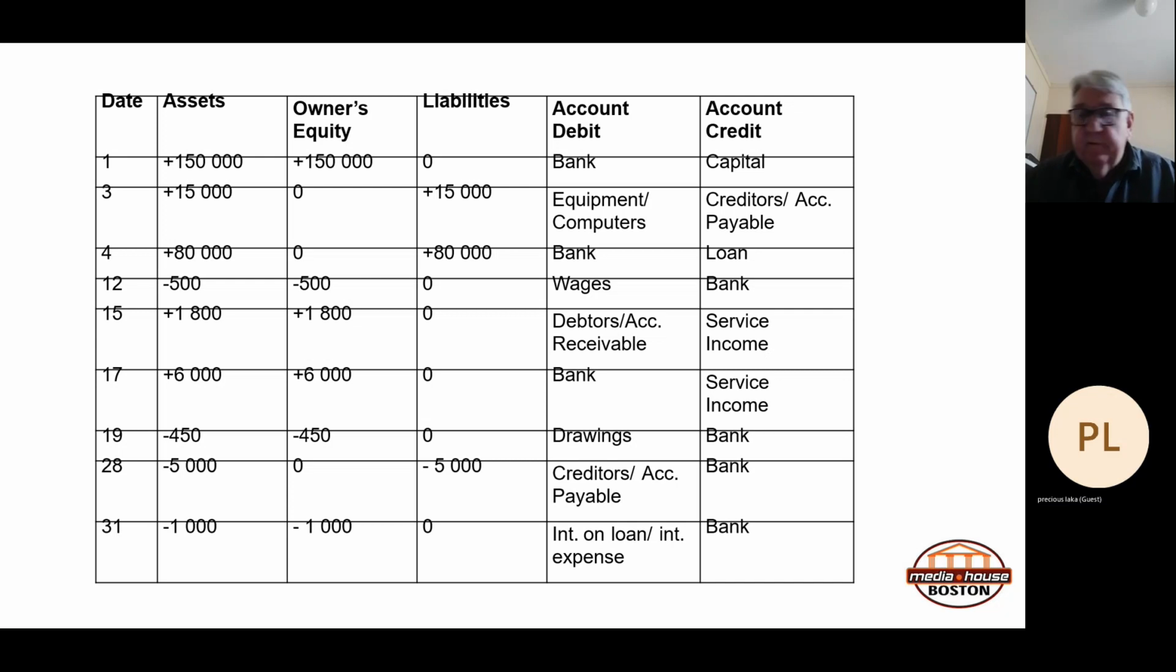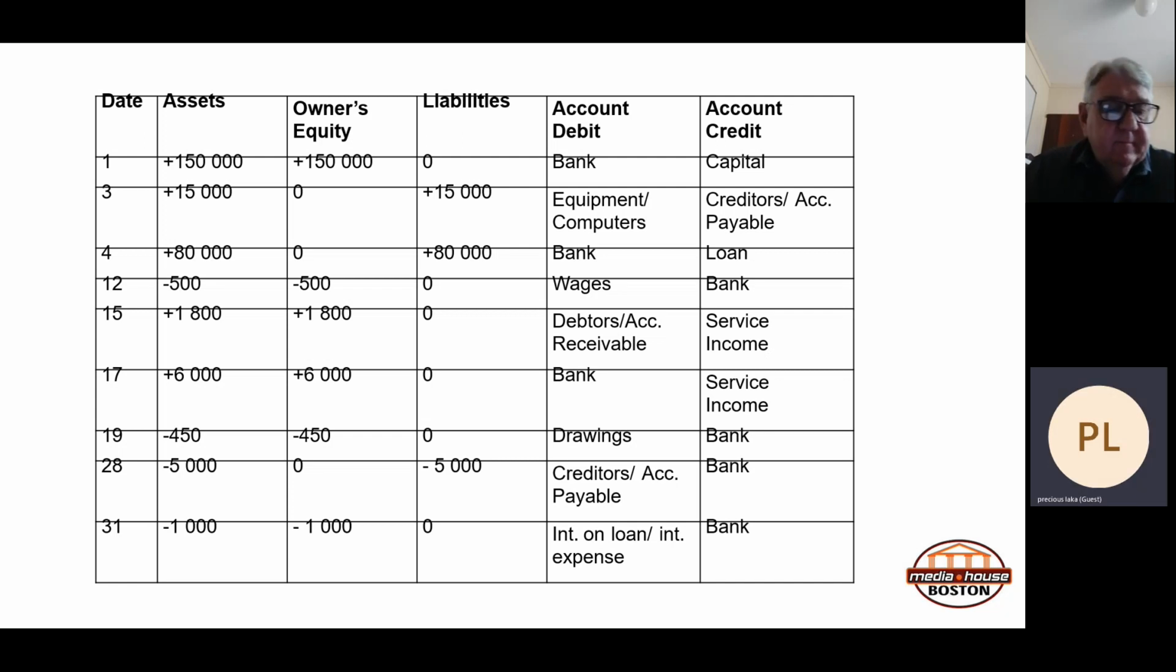Okay, so let's have a look at the first transaction. The owner contributed a desk, office equipment, to the business valued at 2,000 Rand. So this 2,000 Rand, I always say, where did you go to and where did you come from? It came from the owner's personal account, and then it went into the business. So that would be a plus on the assets. Yes, so that's plus 2,000 Rand.